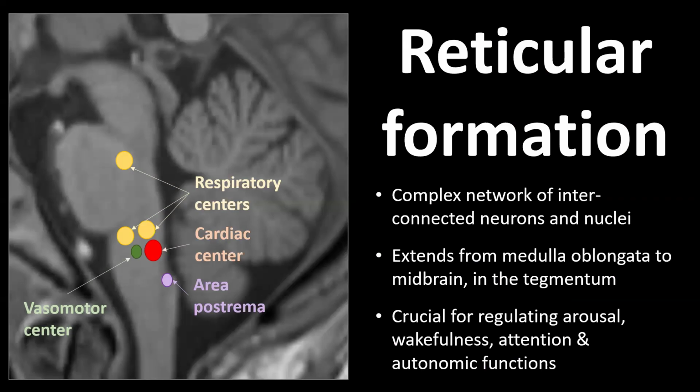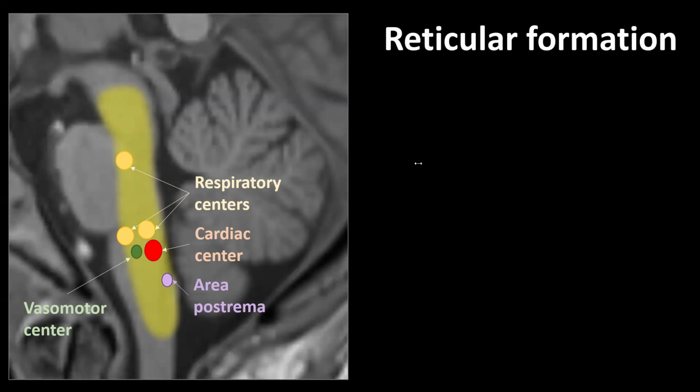Also found in the brainstem is the so-called reticular formation. The reticular formation is not one specific structure, it's basically a complex network of interconnected neurons and nuclei extending all the way through the brainstem from the medulla oblongata to the midbrain, and it's located in the brainstem tegmentum. The reticular formation is crucial for the regulation of arousal, consciousness, wakefulness, attention, and several autonomic functions.